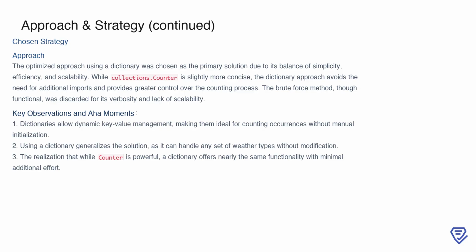Several key observations guided this decision. First, dictionaries are inherently well-suited for dynamically managing key-value pairs, making them perfect for counting occurrences without requiring prior initialization. Second, this approach is generalizable, meaning it can handle any set of weather types without needing to modify the code. Finally, while Counter is a powerful tool, the dictionary approach delivers nearly identical functionality with minimal extra effort, making it a pragmatic choice for this problem.